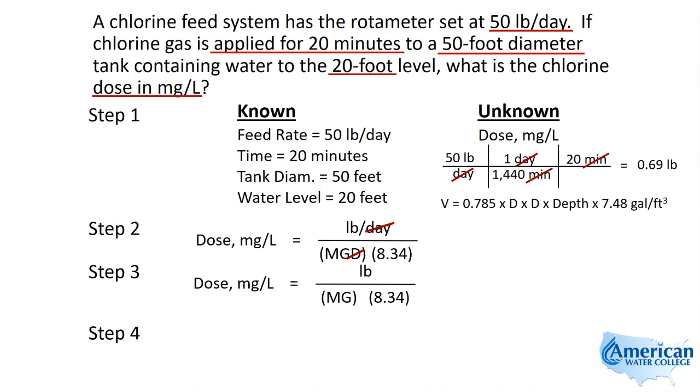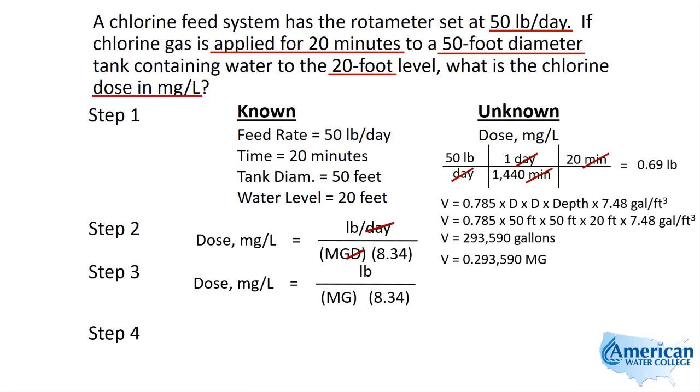Well, now we have to calculate the volume in million gallons. So using our volume formula, volume equals 0.785 times the diameter times the diameter times the depth times 7.48 gallons per cubic foot. Plugging in our 50-foot diameter and our 20 feet of water, we come up with 293,590 gallons. If we divide that by a million, that gives us 0.293590 million gallons. Now that we have our two numbers, our pounds and our million gallons, we can simply plug those in and do the math.